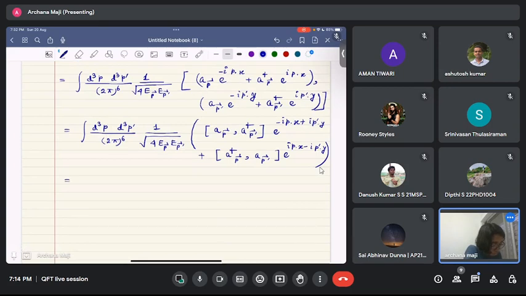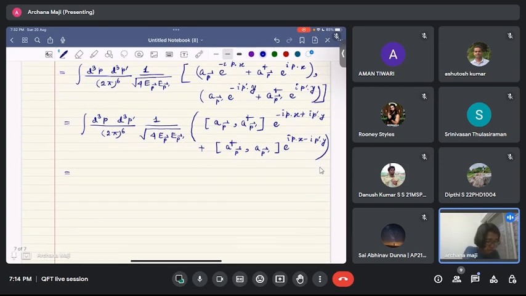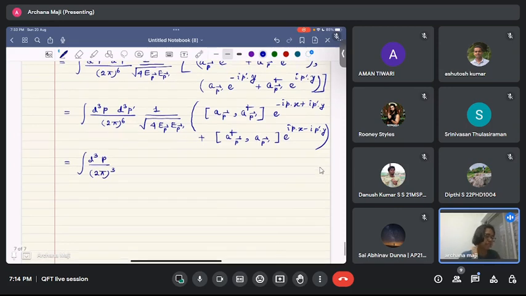Okay, so now we replace these commutators by 2 pi to the power 3 delta of p minus p prime, and then we take this integration over p prime. I'm not writing that step now, I will just take the integration over d3p prime. So what we get is d3p over 2 pi to the power 3, and p prime will be replaced by p.